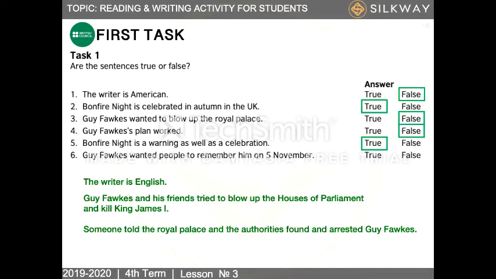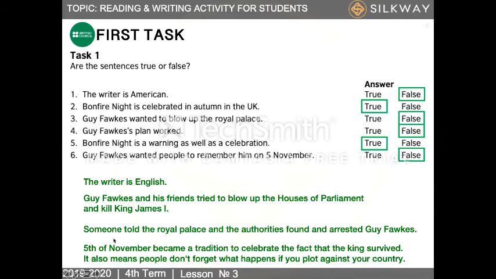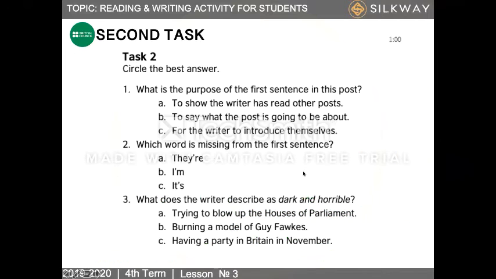It is false. Why? Because 5th of November became a tradition to celebrate the fact that the king survived. It also means people don't forget what happens if you plot against your country. So that is our first task. So I hope you got all 6 correct answers. Now, let's move on to our second task.